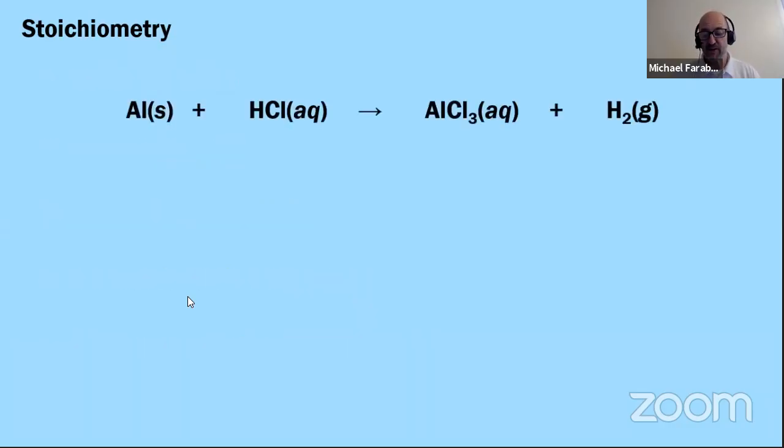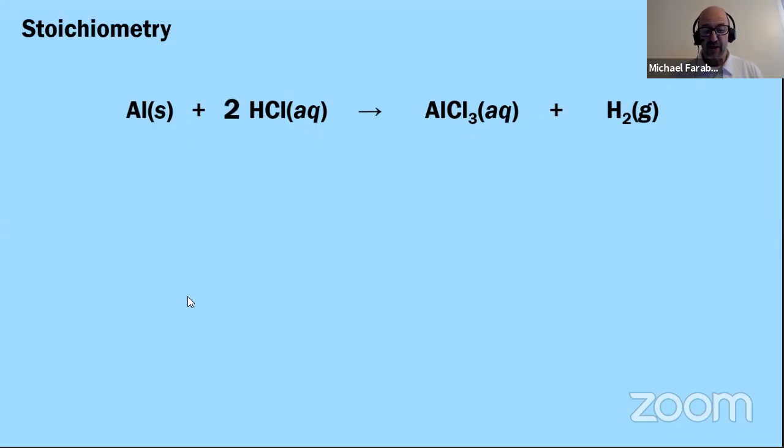Here we have a reaction between aluminum or aluminium and a solution of hydrochloric acid. It produces a solution of aluminum chloride and hydrogen gas. This equation is not balanced. I see two hydrogens on the right, so I might put a 2 here to balance the hydrogens.